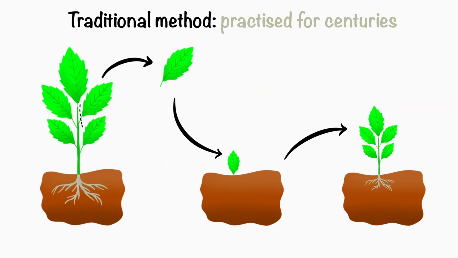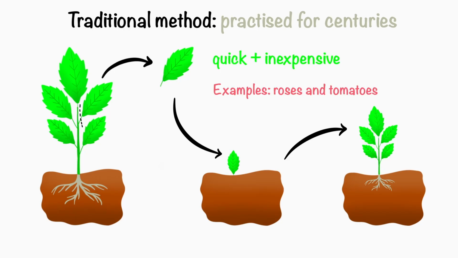Taking cuttings represents a much older cloning method that gardeners have practiced for centuries. This involves removing a portion of a healthy parent plant, typically a stem or leaf, and encouraging it to develop roots. Cuttings provide a quick, inexpensive way to produce genetically identical plants. Many common garden plants, from roses to tomatoes, can be successfully propagated this way without specialized equipment.